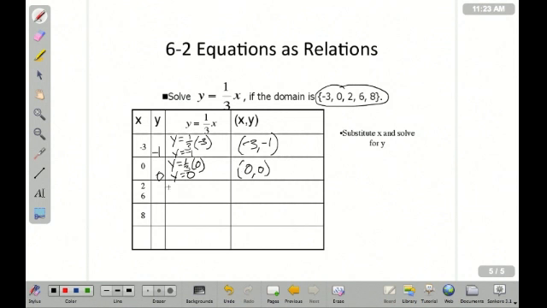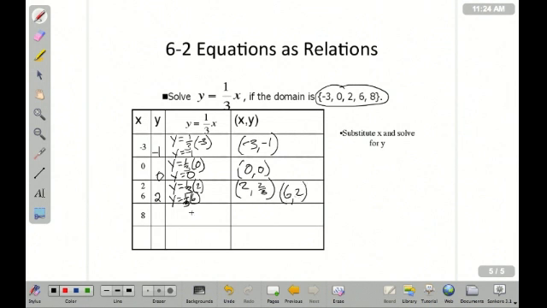I'm going to continue to do this. I'm going to substitute 2. And this becomes 2/3. 1 times 2 is 2. 2 divided by 3 is 2/3. So when I plug in a 2, I get out a 2/3. I substitute y equals 1/3 of 6. 1 times 6 is 6. 6 divided by 3 is 2. When x is 6, y is 2. And I'm just going to write it over here, 6, 2.